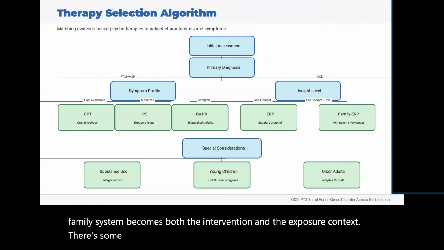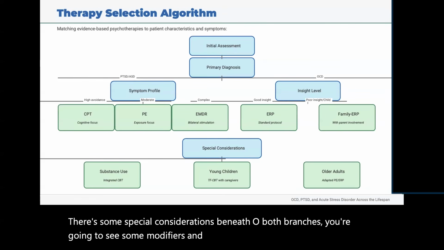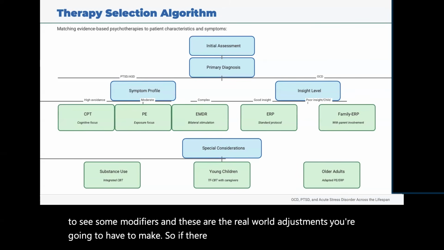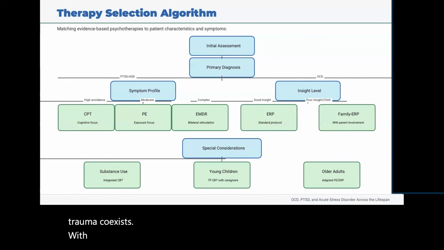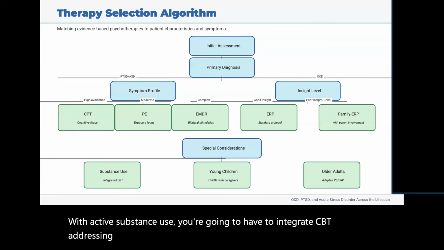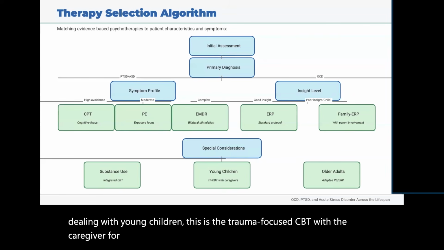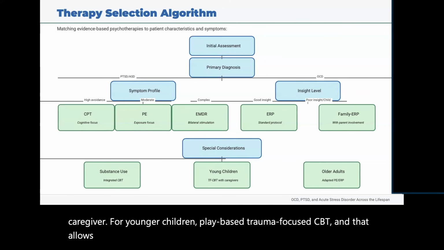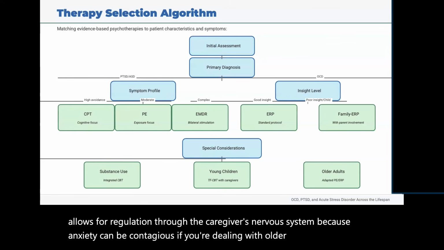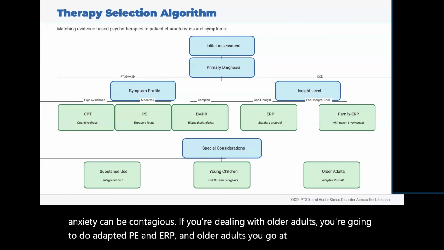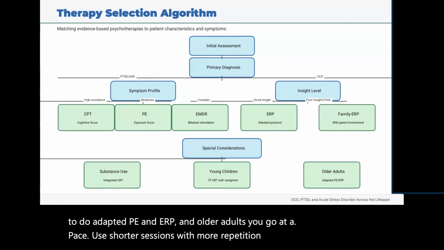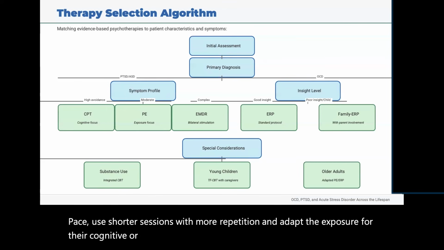There are some special considerations. Beneath both branches, you're going to see some modifiers, and these are the real-world adjustments you're going to have to make. If there is substance use, integrated CBT: when trauma coexists with active substance use, you're going to have to integrate CBT addressing both avoidance and relapse cycles simultaneously. If you're dealing with young children, this is trauma-focused CBT with the caregiver. For younger children, play-based trauma-focused CBT allows for regulation through the caregiver's nervous system, because anxiety can be contagious. If you're dealing with older adults, you're going to do adapted PE and ERP. In older adults, you go at a slower pace, use shorter sessions with more repetition, and adapt the exposure for their cognitive or medical limitations.